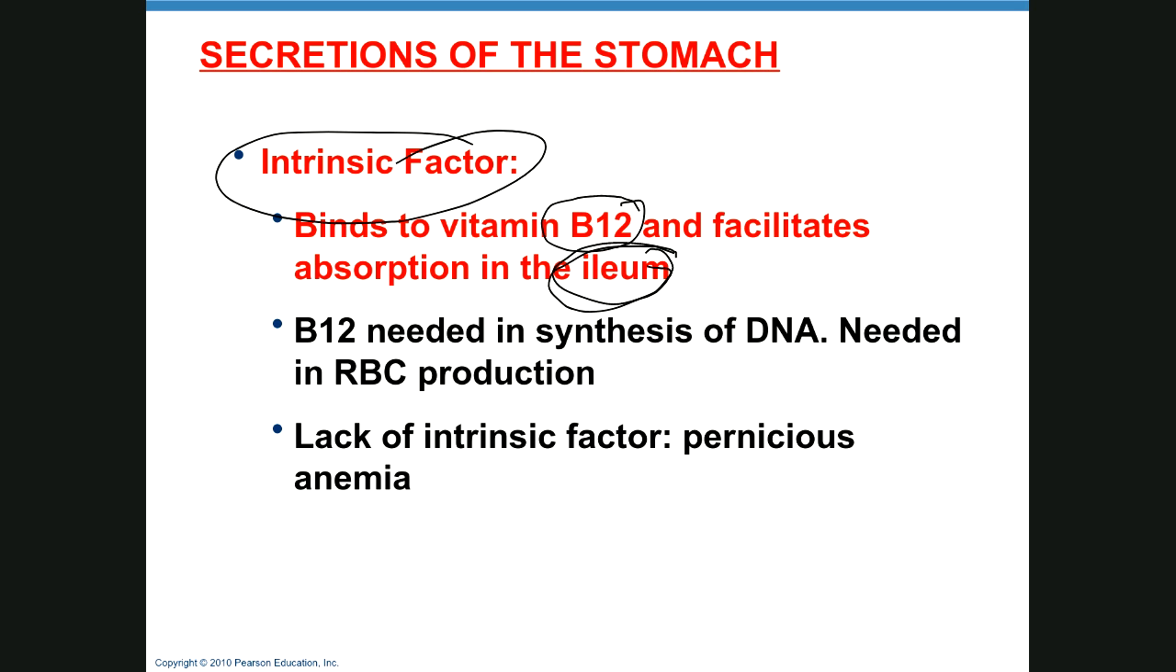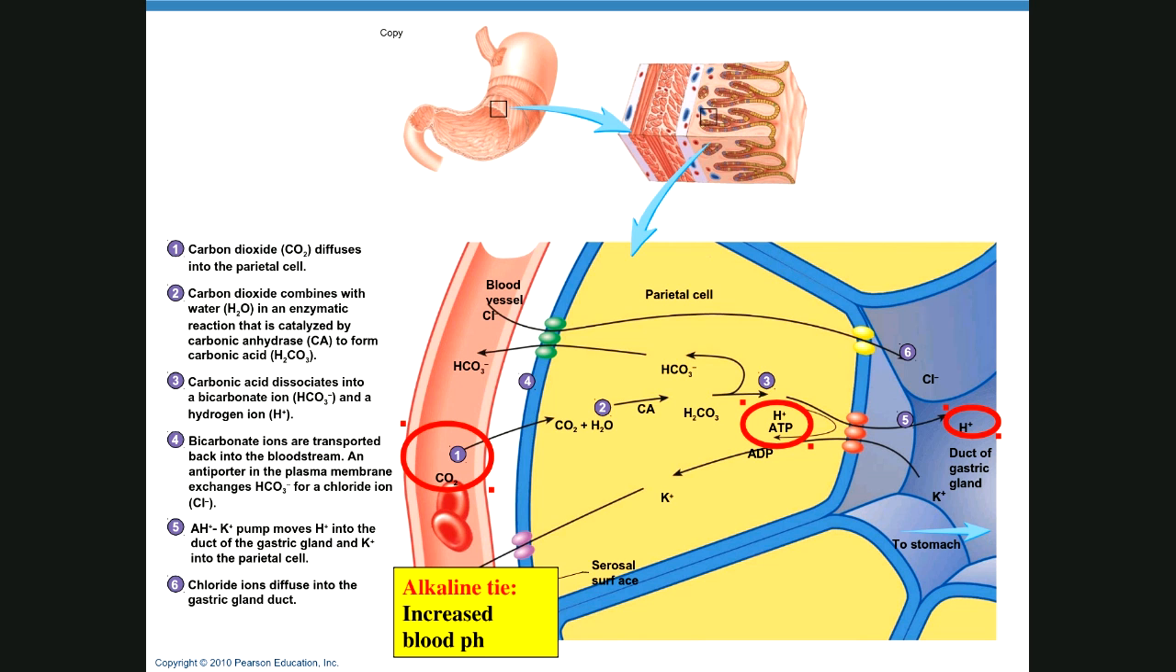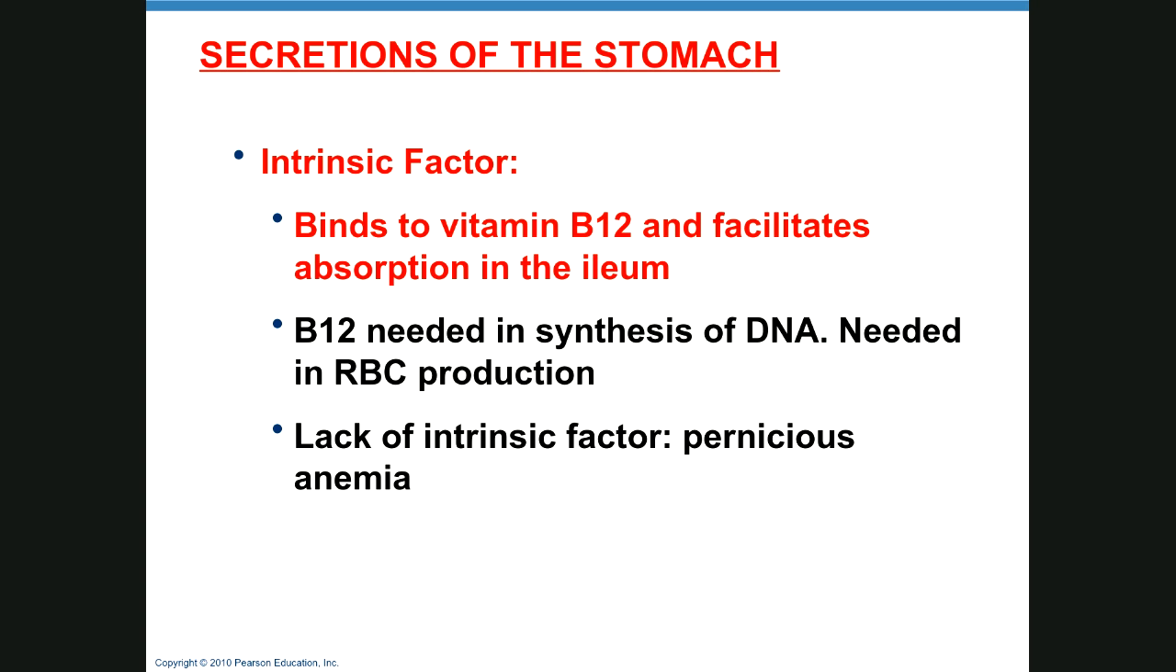The older we get, the less intrinsic factor we produce, and we may end up with a type of anemia called pernicious anemia, which is due to a lack of intrinsic factor. So B12 is needed to produce red blood cells, to produce all cells, but because we produce so many red blood cells every single day, the effects of lack of B12 is first detected with the red blood cells. So you should know what intrinsic factor is and what it does. You should know what pernicious anemia is.